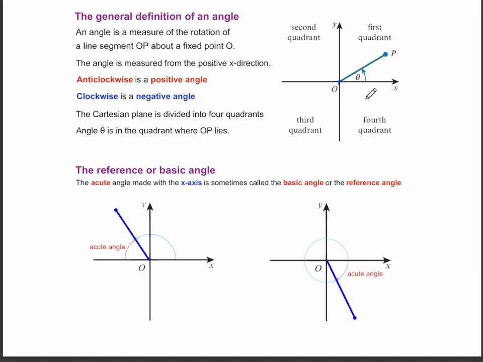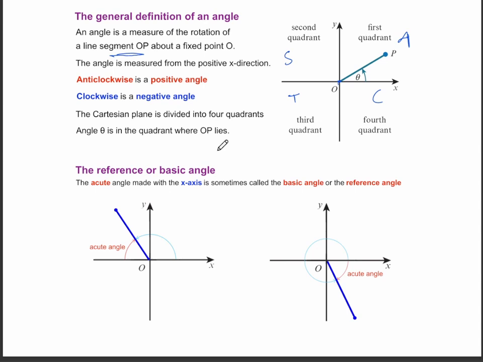And that Cartesian plane, the xy plane that we have, is divided into 4 quadrants. I'm sure you've done this in IGCSE as well, where I remember you had done "all students take chemistry." We'll go into this further along in the class, but just remember these 4 quadrants, right? And the angle theta is in the quadrant where that line segment that we talked about is.